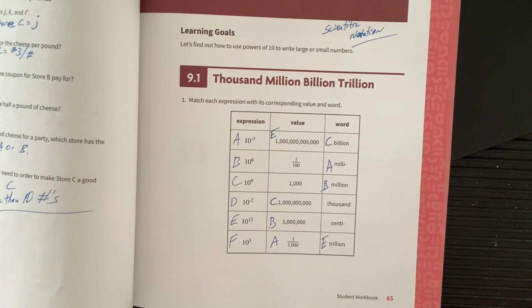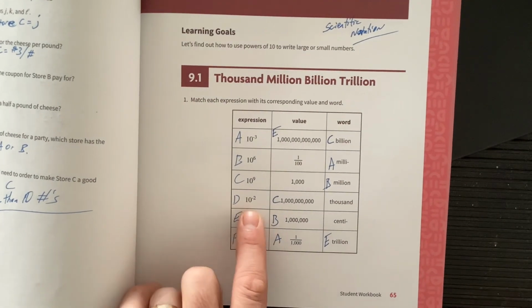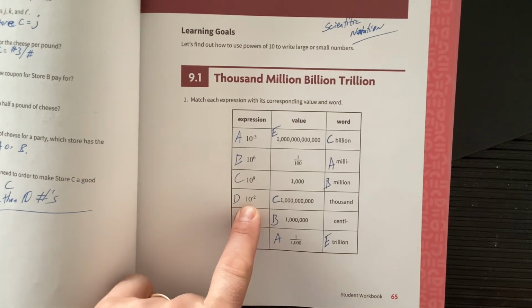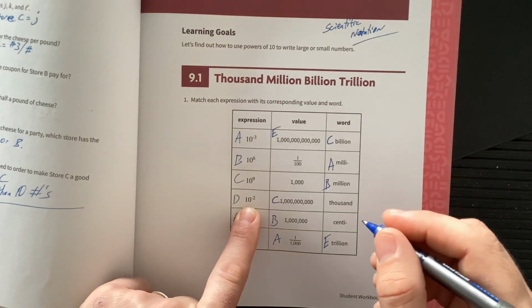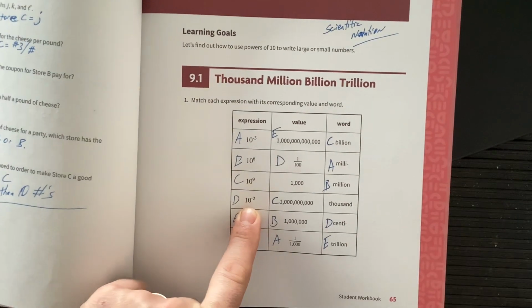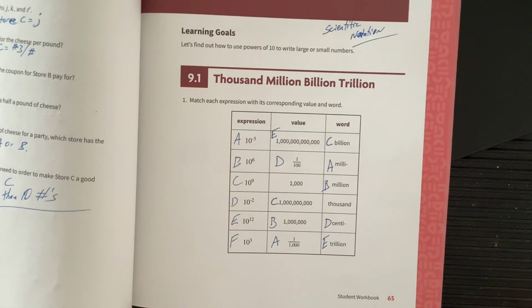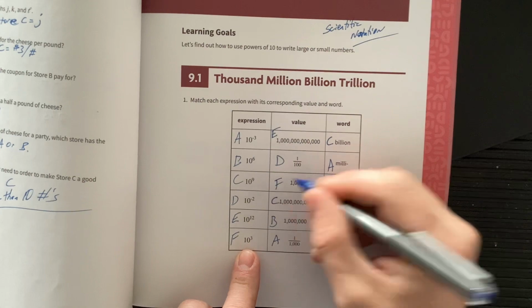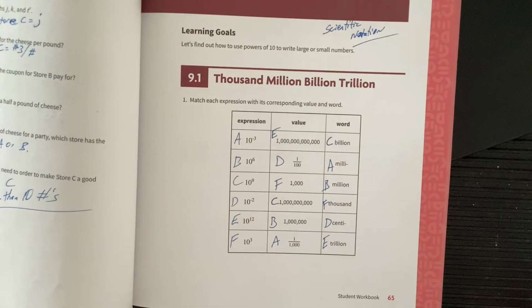What is centi? 1/100th. Centi. Cent means 100. 100 cents in a dollar. 100 years in a century. 100 centimeters in a meter. And that leaves 1,000 left. That's the last guy here for matching.